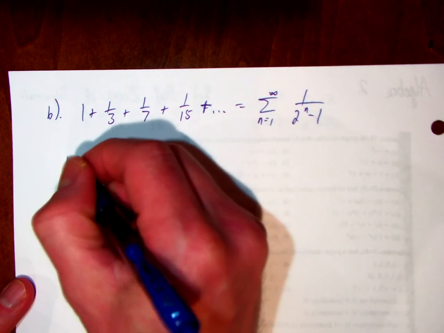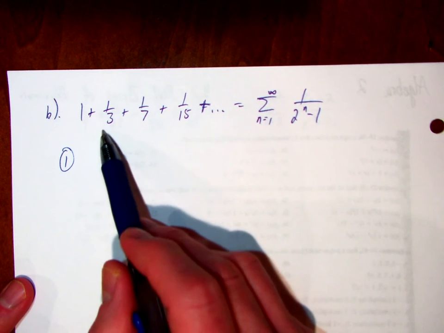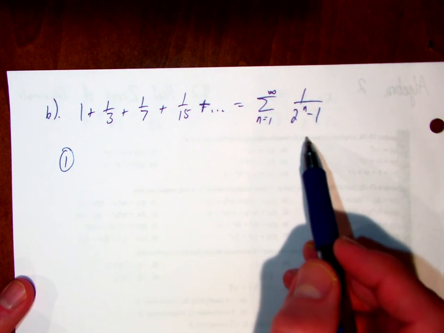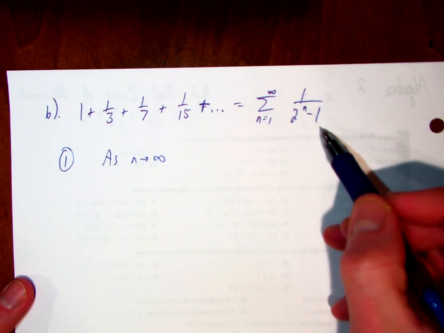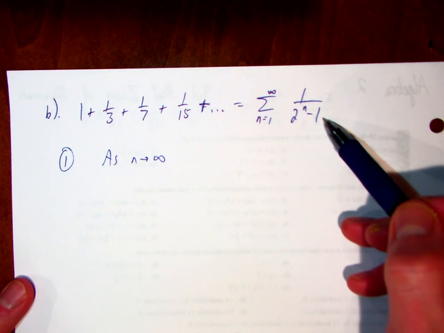Let's do another one here. 1 plus 1/3 plus 1/7 plus 1/15. The series is 1 over 2 to the n minus 1. So what's going to happen here? As n goes to infinity, what does this look like? Well, pretty clearly, we can take away the minus 1, right?